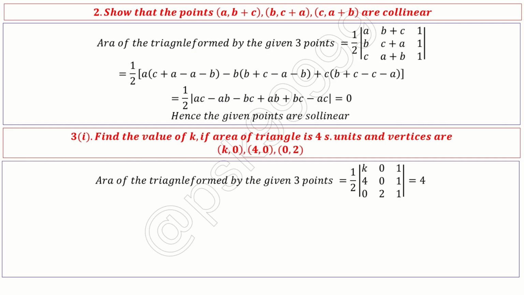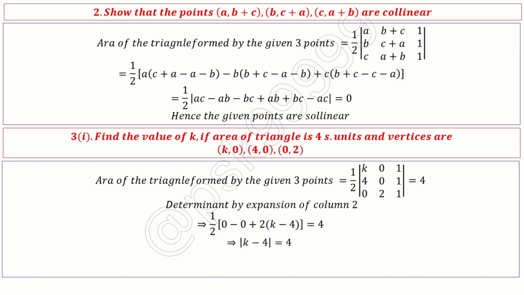Area of the triangle is half of the modulus of the determinant. So the determinant with rows (k, 0, 1), (4, 0, 1) and (0, 2, 1), which is equal to 4, given. So now you expand it, and when you expand it, you get an equation. Only thing to remember: when you are finding a variable in coordinates, you always get the determinant in modulus form, correct? So when you equate it to a value and solve that equation, something like here, the absolute value of k minus 4 equal to 4, right?